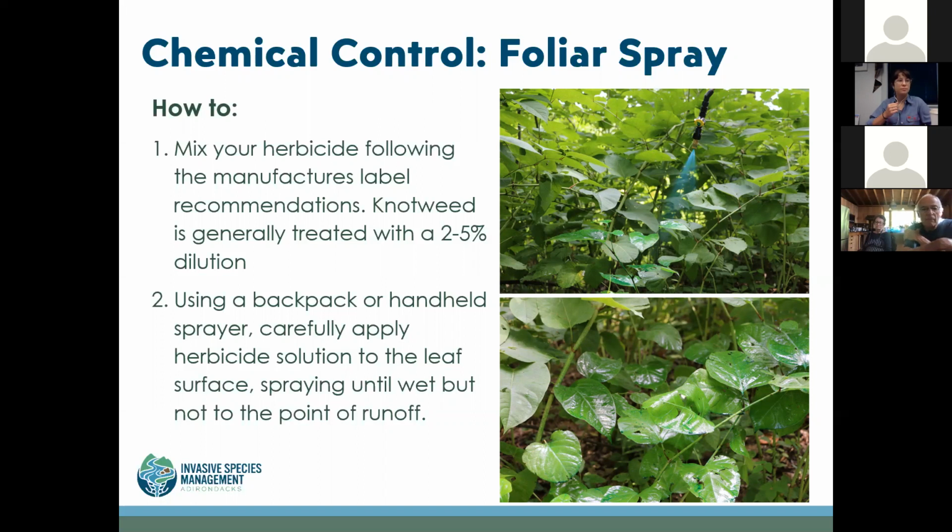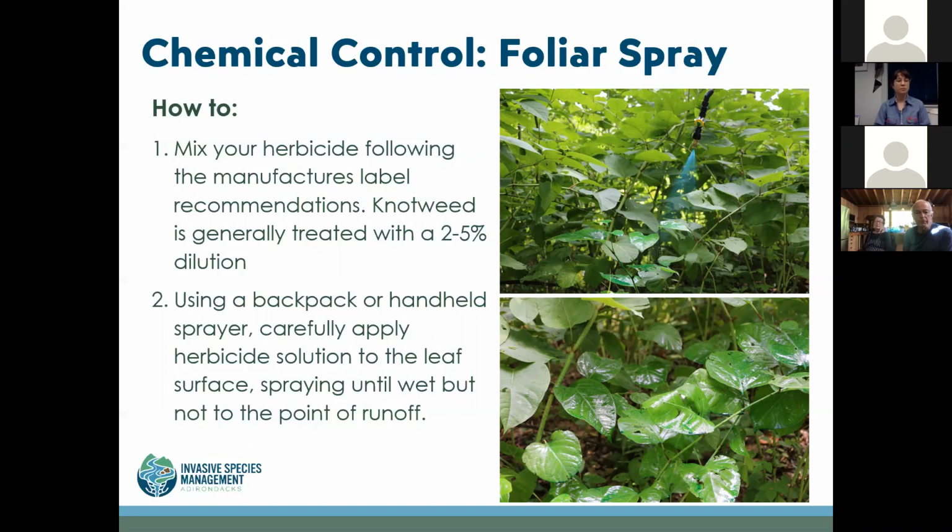So how can we apply our herbicides to control knotweed? We learned that there are two frequently used techniques, the first being foliar spray. This would involve applying a diluted solution of herbicide to the foliage of the plant. So you would mix your herbicide product with water, following the manufacturer's label recommendations. And knotweed is generally treated with a 2 to 5% dilution of glyphosate-based herbicide, so a relatively weak application rate.